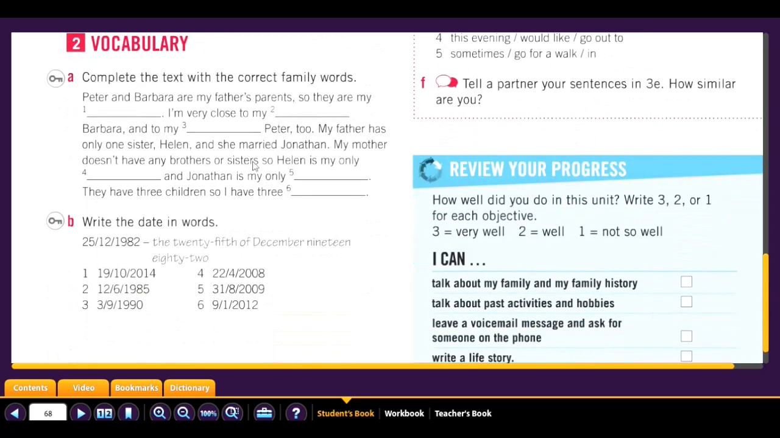Okay, now vocabulary, complete the text with the correct family words. Peter and Barbara are my father's parents, so they are my. Los padres de tu padre, ¿qué serían? I'm very close to my Barbara. ¿Cómo se le llamaría ella? And to my Peter, ¿cómo se le llama él?